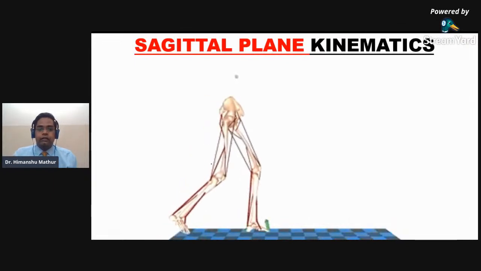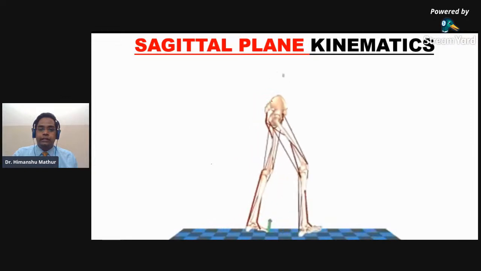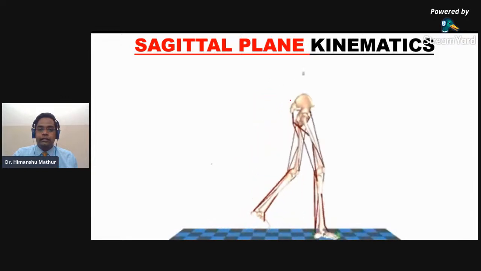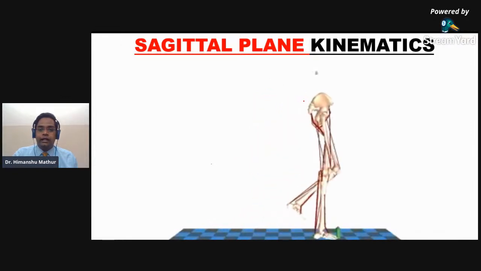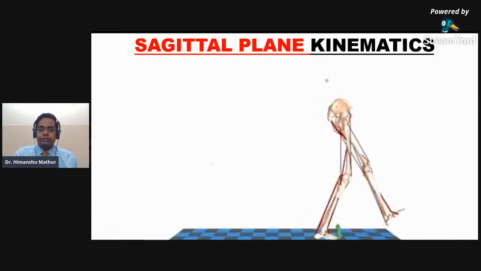This is posterior, it is coming anterior, going posterior, coming anterior, and posterior on that side again. See, there is a significant posterior tilt. You can see that, right? Because it is preparing for the heel strike now. Whenever it is preparing for heel strike, there is a significant posterior tilt in the pelvis.